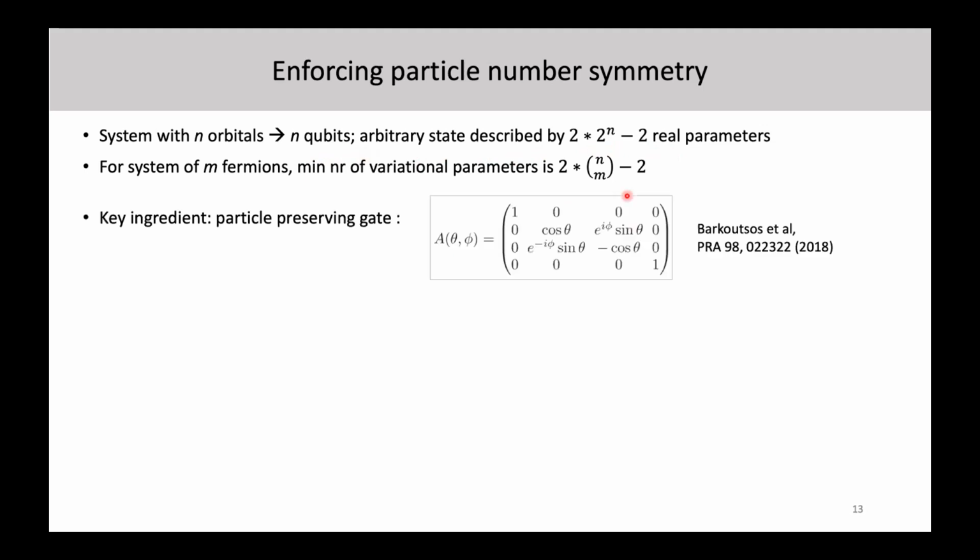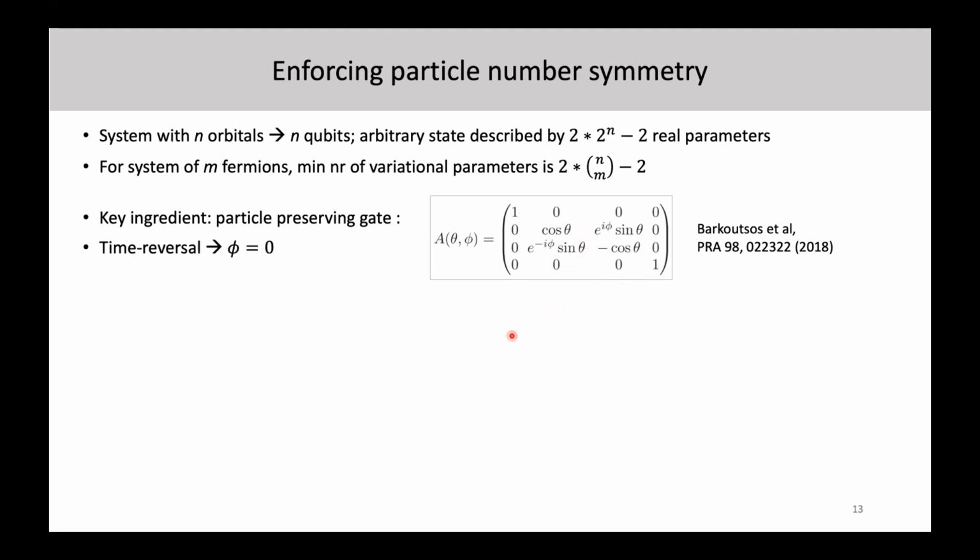And then what we can do is just build up a state preparation circuit using components that respect this particle number symmetry. And a basic ingredient that we use are these so-called A gates that were first introduced by the IBM Zurich team back in 2018. So this is a 2-qubit gate that only mixes the 0, 1, and 1, 0 states so that the particle number is conserved when you apply this to any state. And it has 2 free parameters, theta and phi.